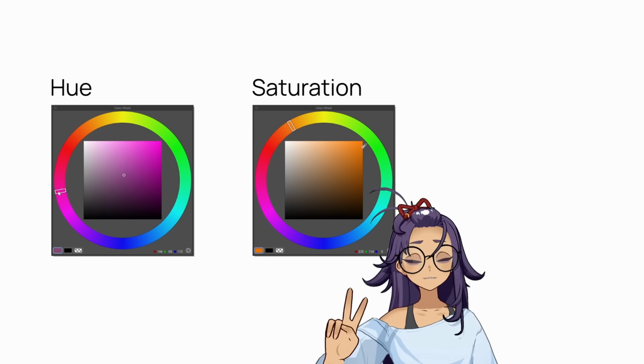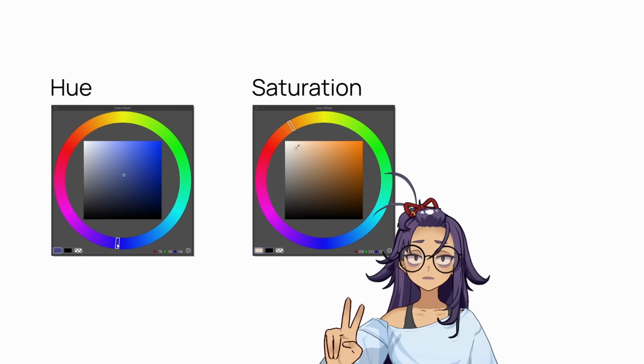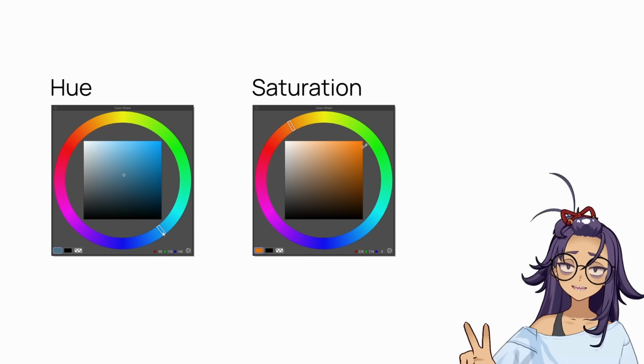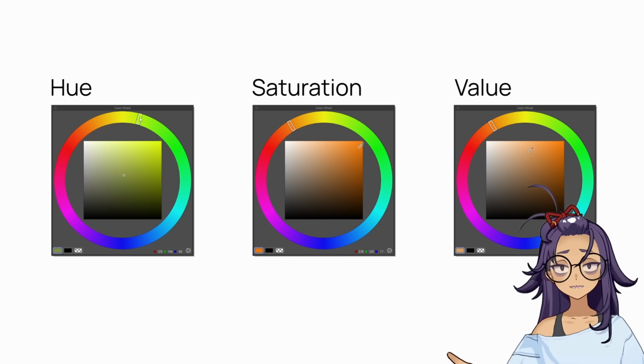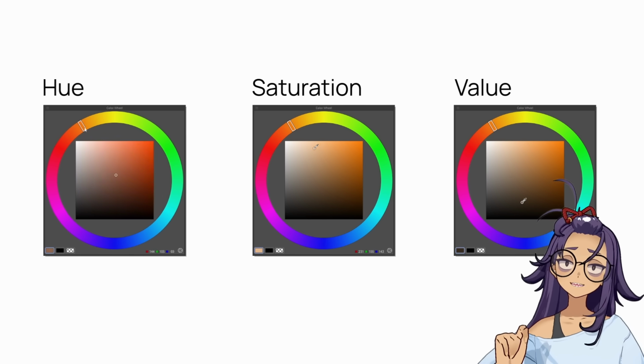Saturation, or how vibrant or colorful the color is. Moving to the right makes the color more saturated. And finally, value, or brightness. This is how light or dark a color is. Moving upwards makes the color brighter.